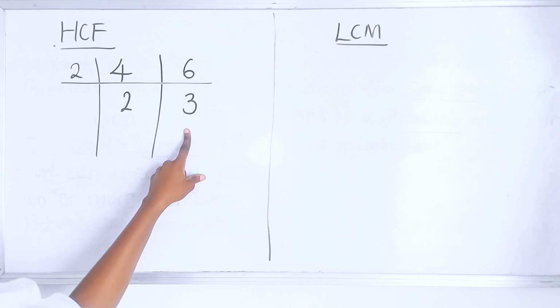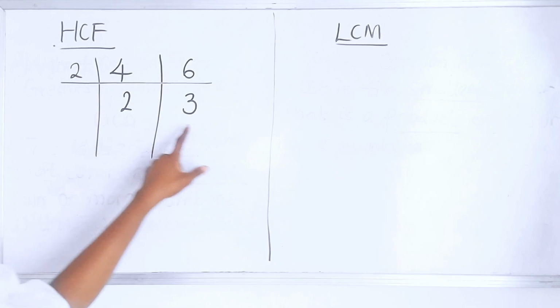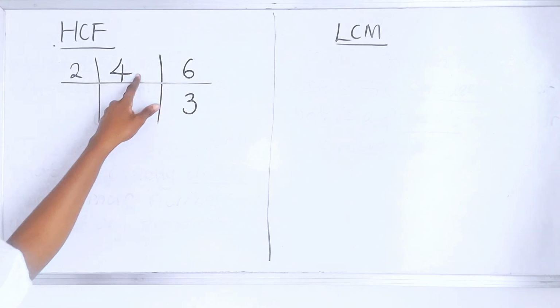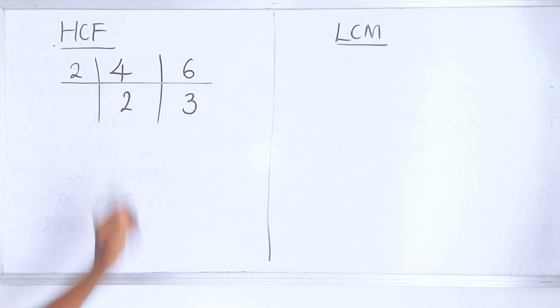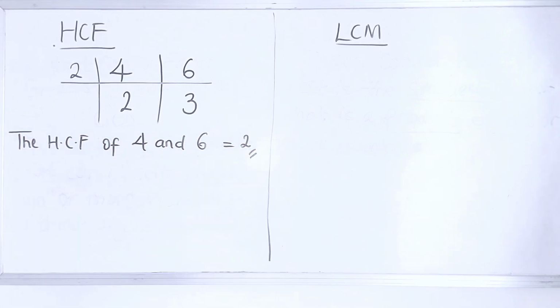3, nothing can go in 3 except itself and 1. 2, nothing can go in 2 except itself and 1. So these are prime numbers. We would stop here. The highest common factor of 4 and 6 is 2. Now let's see what the LCM of 4 and 6 is.